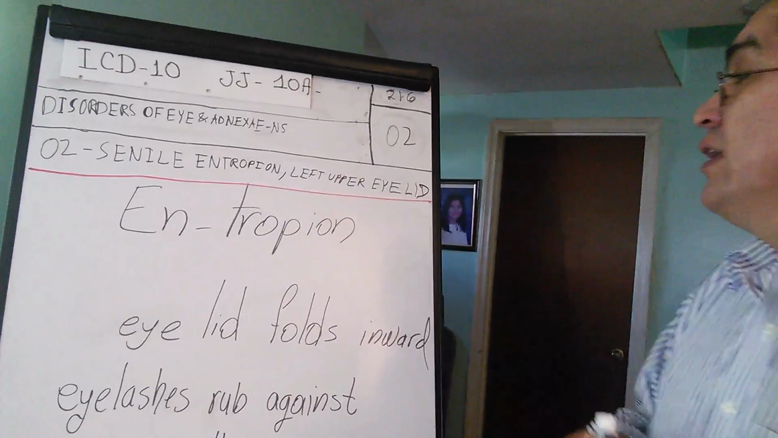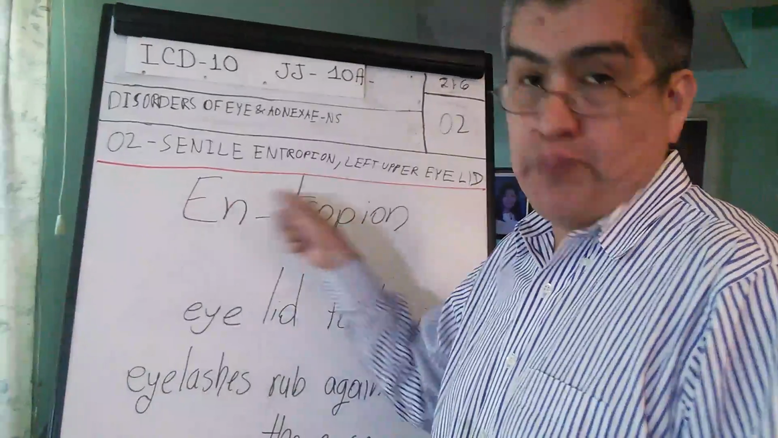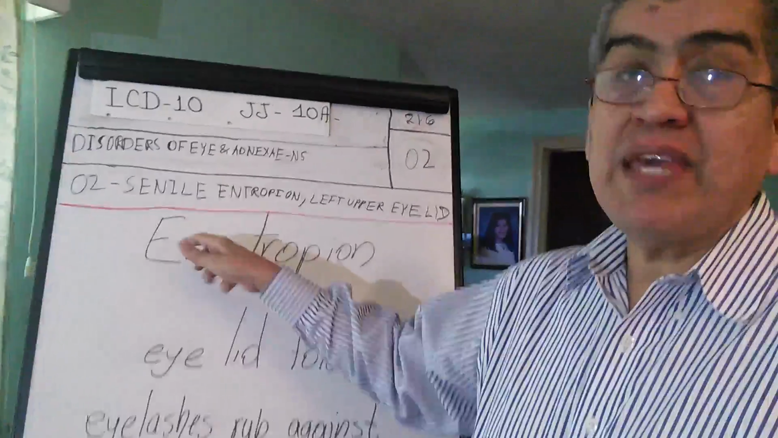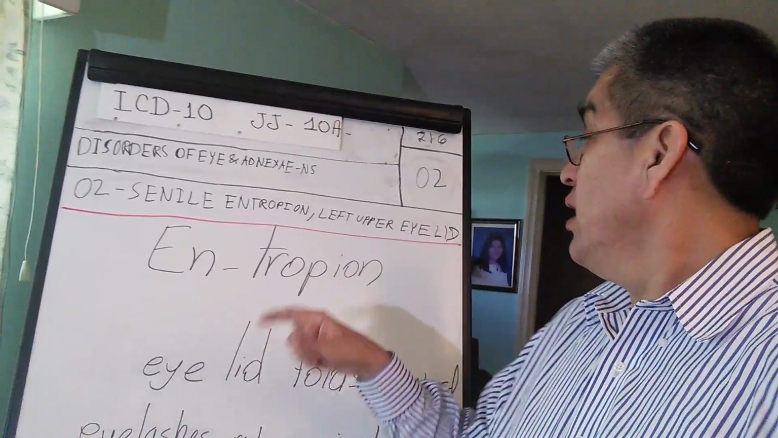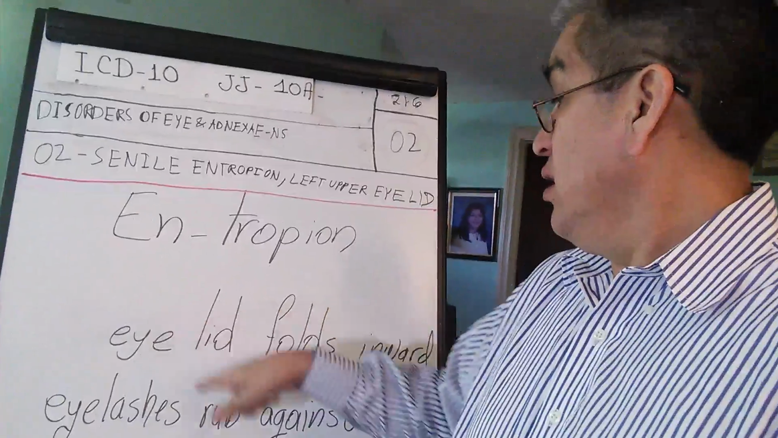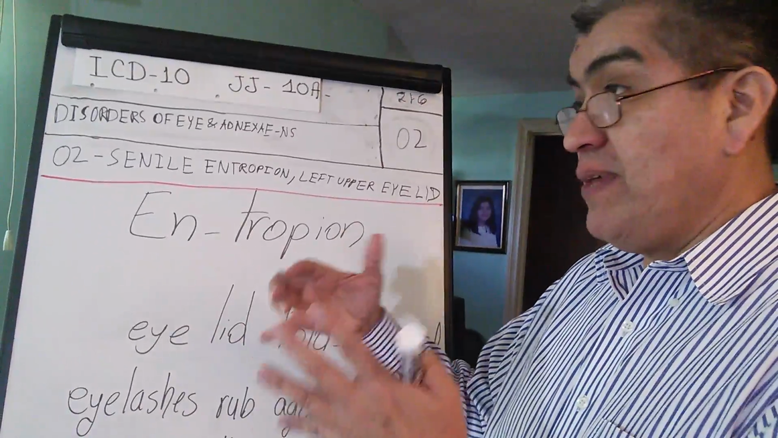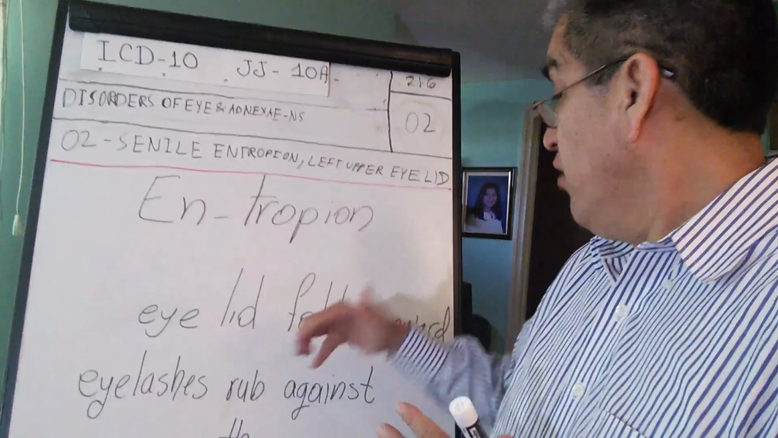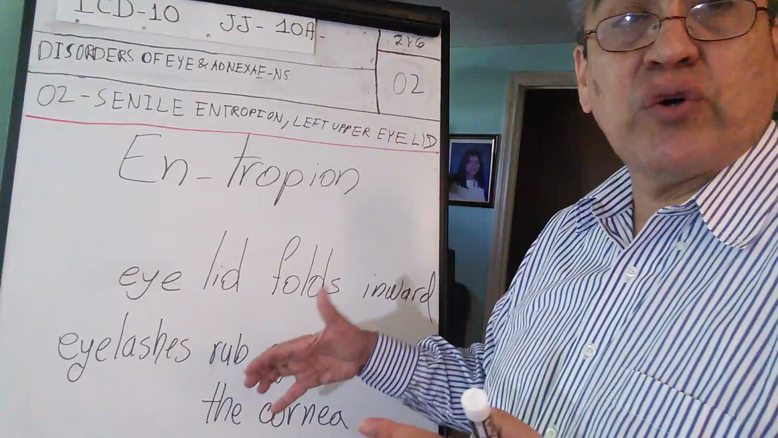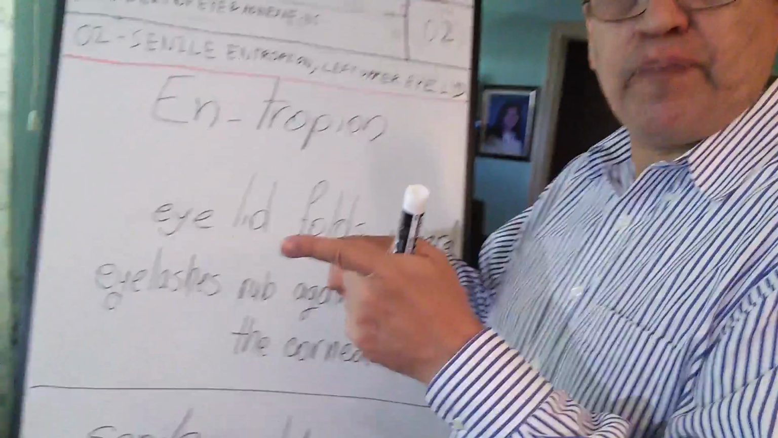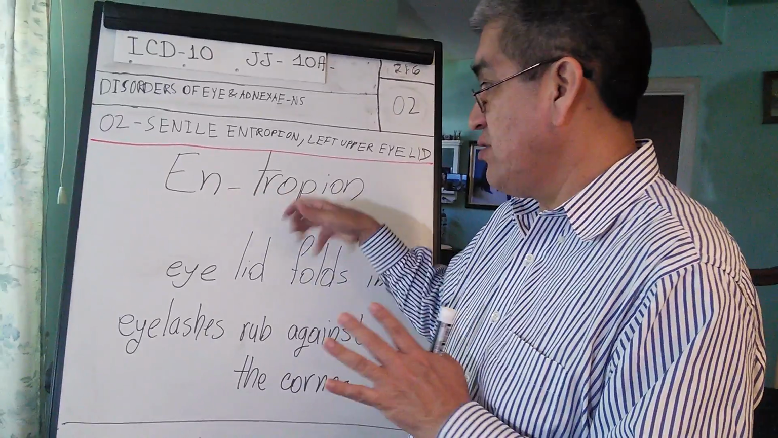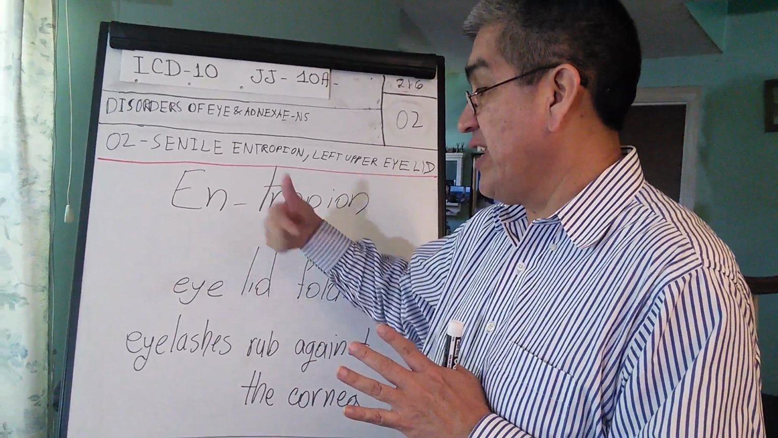All right, now the word entropion, what does it mean? Let's use a little terminology here. En means inward. Entropion means turning or folding. So, what does it mean? It means that the eyelid folds inward and then the eyelashes rub against the cornea. We're going to show you a picture, but so you understand, en means inward, entropion means folding or turning inward.